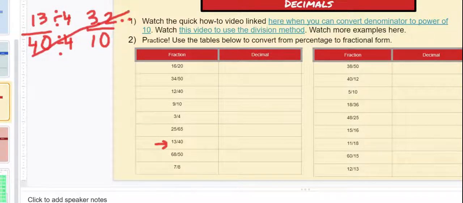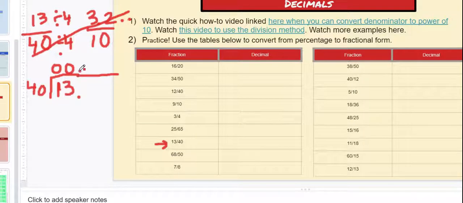Instead, we're going to end up using our division method. So we're going to take our 13 and we're going to divide it by 40. Your numerator always goes on the inside and your denominator always goes on the outside. So you're going to say, okay, 40. How many times does 40 fit into our first digit here, 1? 0. How many times does 40 then fit into 13? Well, still 0.